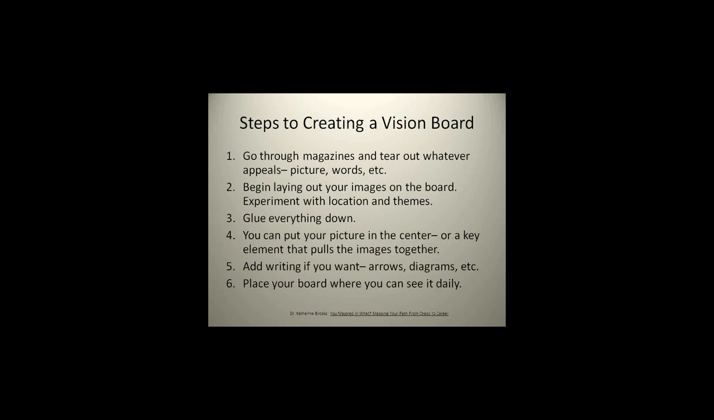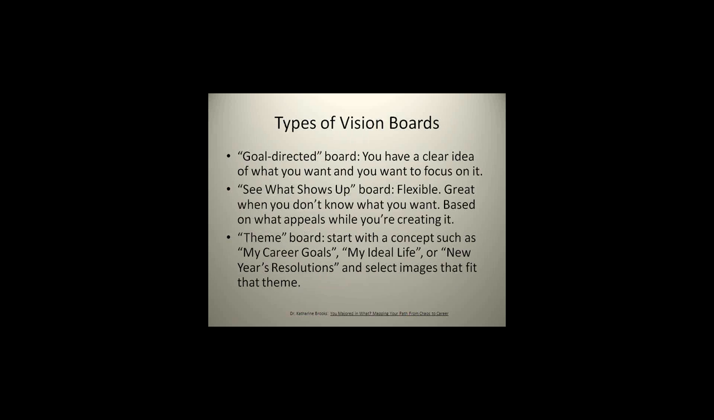So basically what you want to do is you create the vision board by going through the magazines. You tear out whatever appeals, pictures, words, and all of that. And then once you've got them all out, kind of like that messy image I showed you originally, you start laying them out. And you see what makes sense, and you can put them in order, you can glue them down, and then you can also write on it, you can draw lines, you can write words, you know, anything you want.